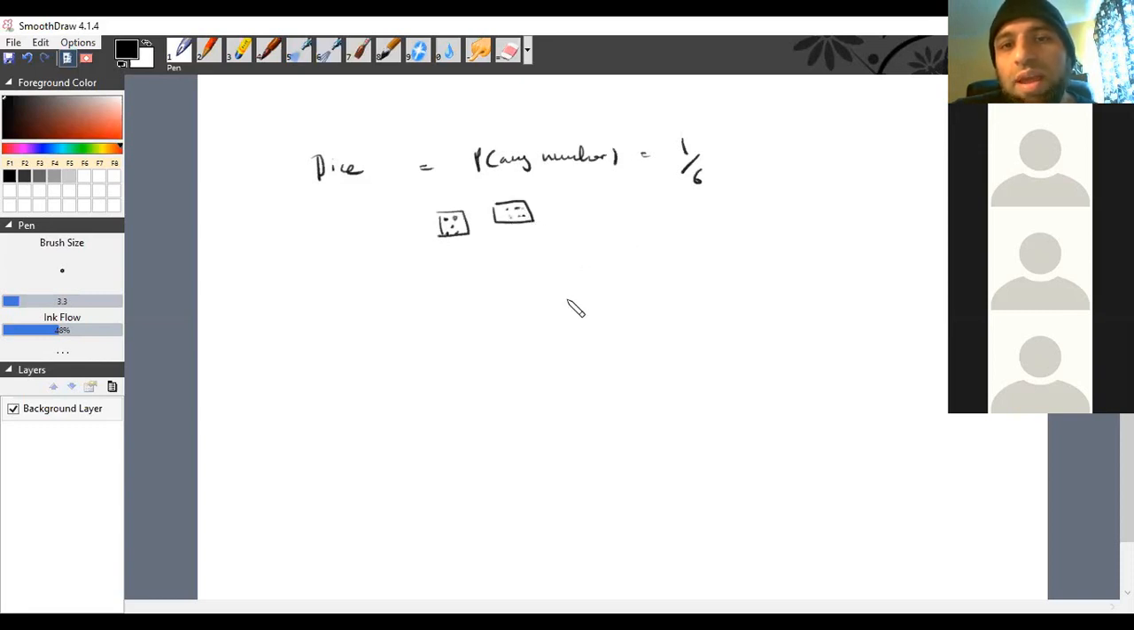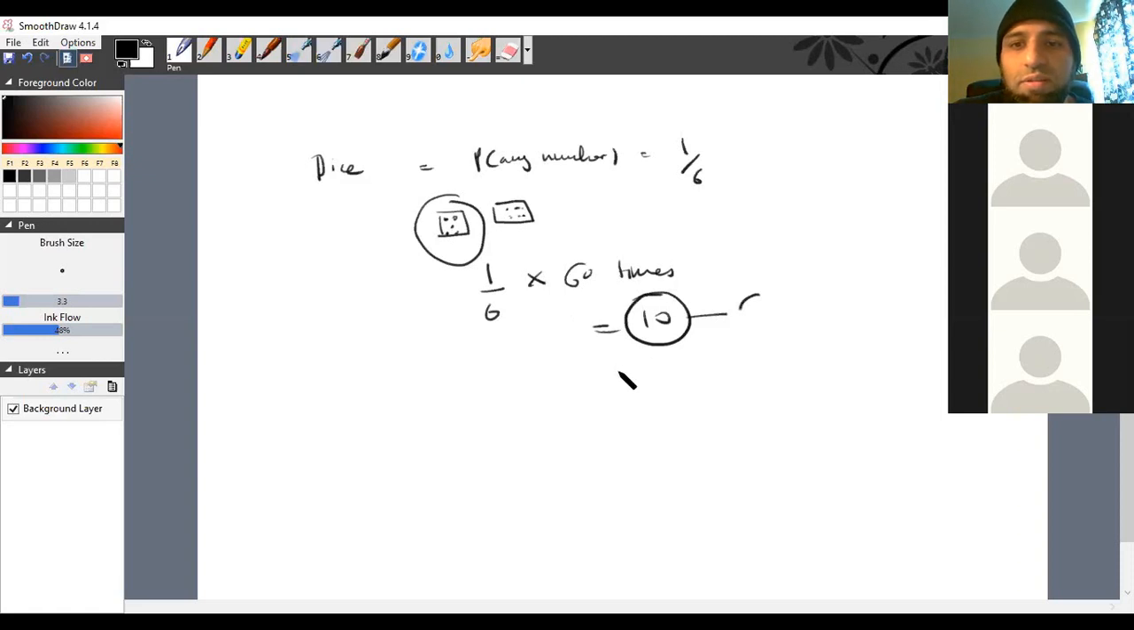Now, if I throw the dice 60 times, how many times am I going to see the number 5? Because the chance of getting a 5 is 1 out of 6, I can do 1/6 times 60. I'll get an answer of 10. So roughly I'm expecting to see the number 6 10 times, right?